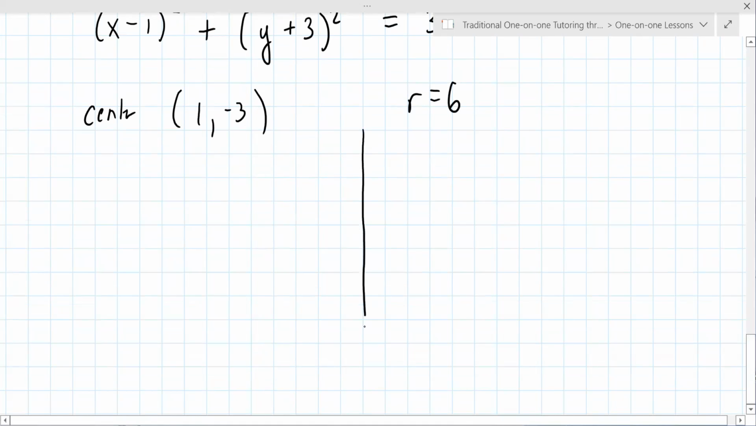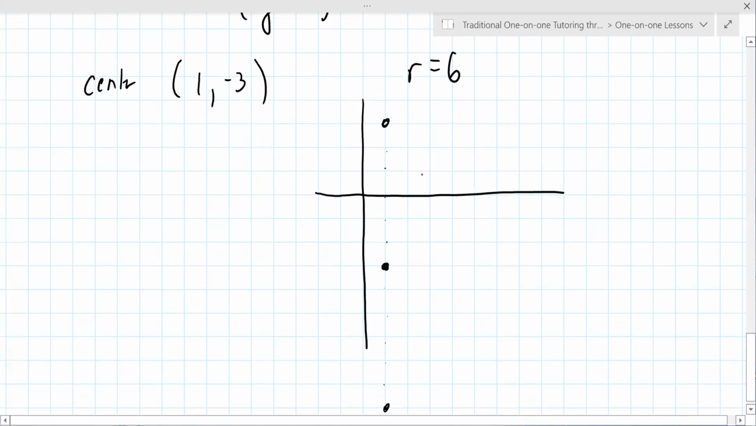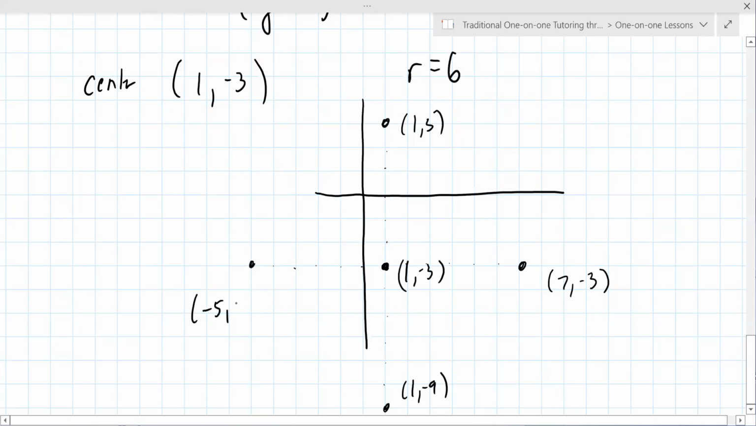So you go to your center, 1, -3, and then you go up 6. 1, 2, 3, 4, 5, 6. You go down 6. 1, 2, 3, 4, 5, 6. And you should label these points like I told you. 1, -3; 1, +3; 1, -9. And then you go right 6. 1, 2, 3, 4, 5, 6. So that's 7, -3, and then 1, 2, 3, 4, 5, 6. That's -5, comma, -3.